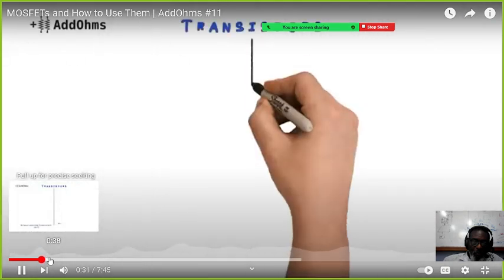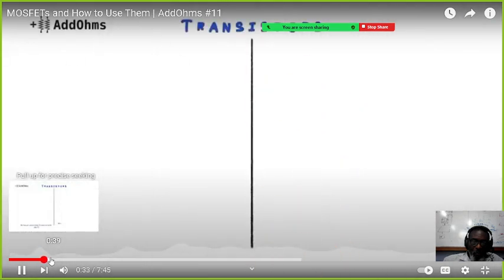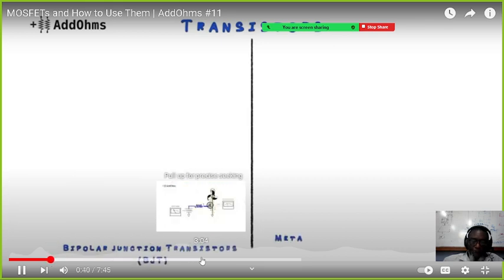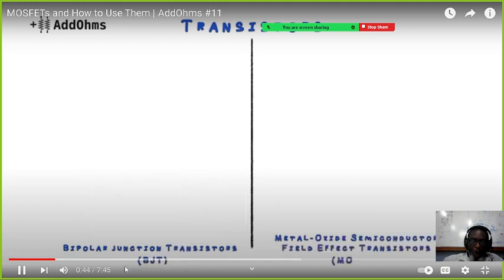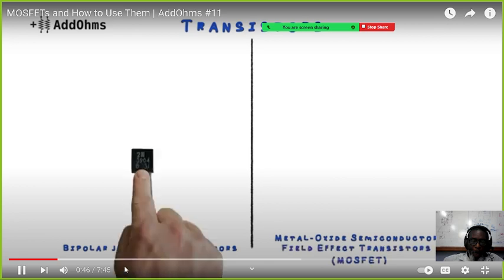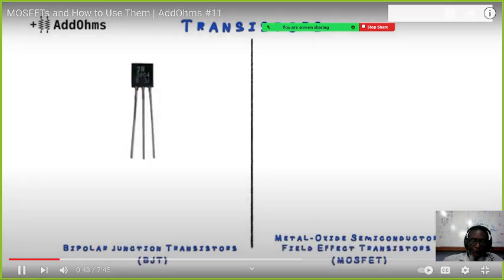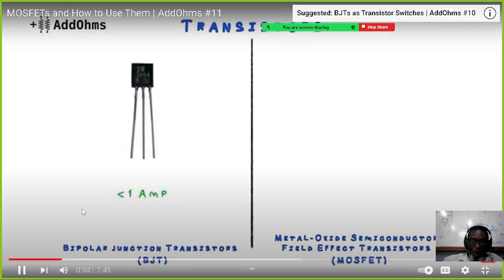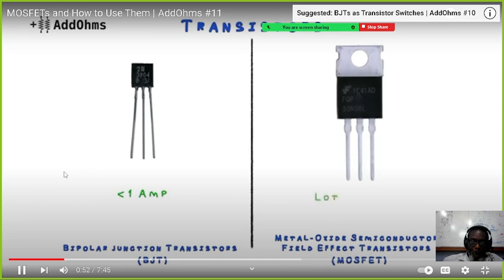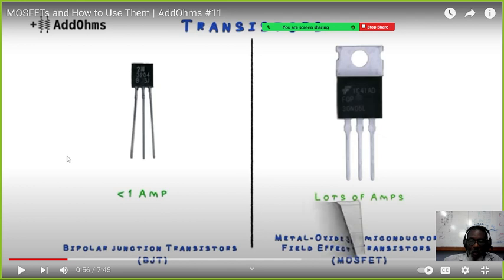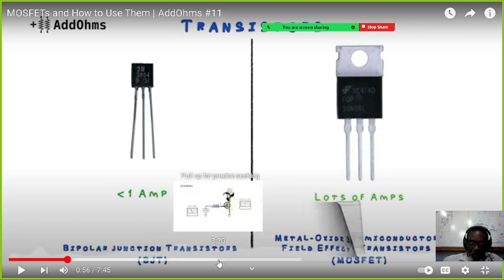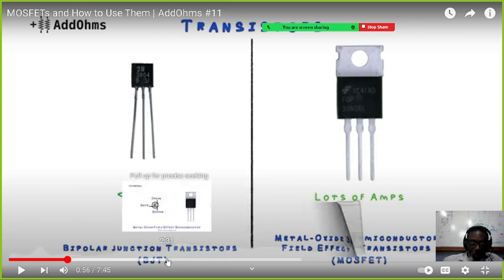This video is part of a two-part series on transistors. The previous one covered bipolar junction transistors, BJTs, while this video covers metal oxide semiconductor field effect transistors, known as MOSFETs. Generally, you'll use a BJT for small loads, say less than 1 amp of current, while MOSFETs are well suited for applications with much higher current. You see that now? So the MOSFET uses more current.